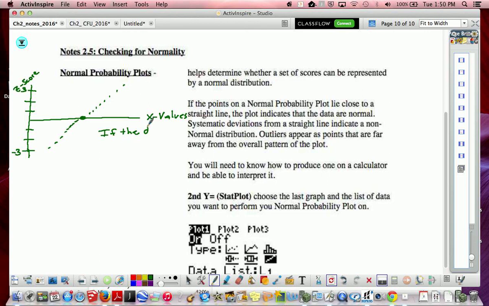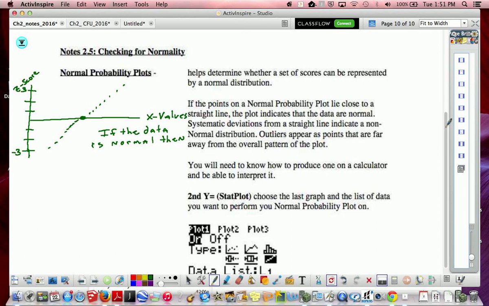So if the data is normal, then the following things will be true about our normal probability plot.